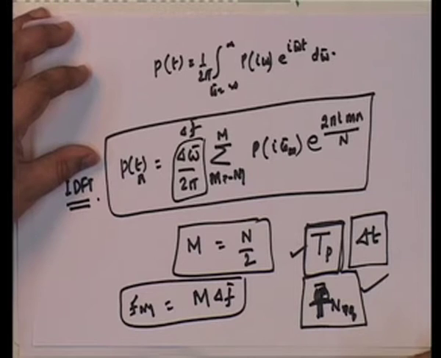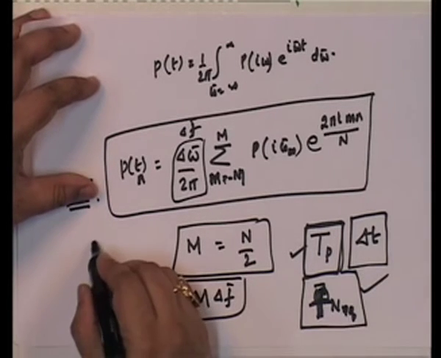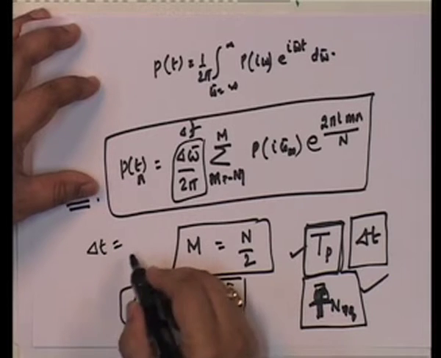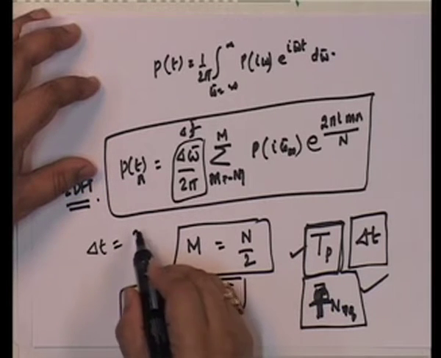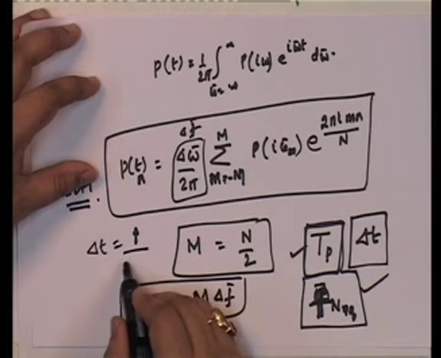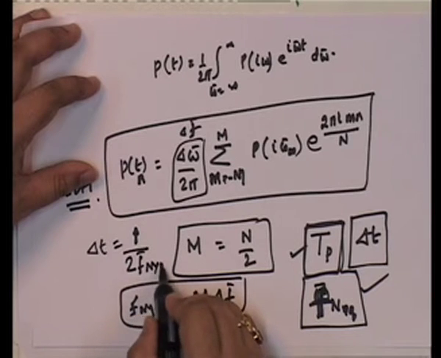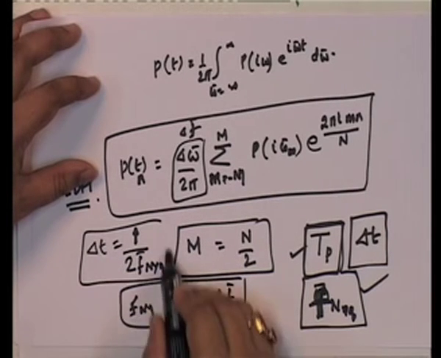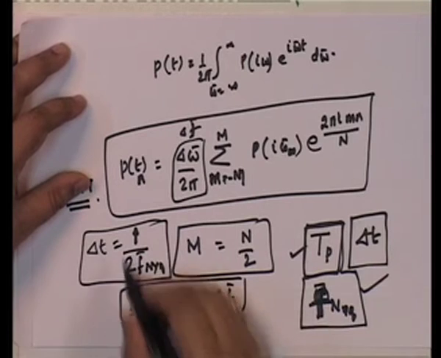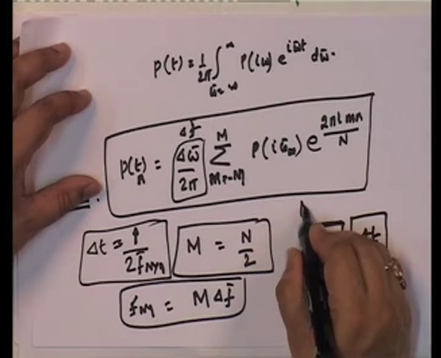As I said, 50 hertz, 100 hertz, this is something that I know. This is something that I can define. If I define this, automatically delta t becomes equal to 1 upon 2 f Nyquist. This is something that delta t we know. Once we know delta t, I can find out n.